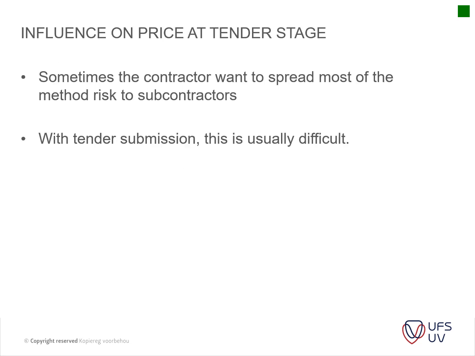The influence on price at tender stage is sometimes the contractor wants to spread most of his risk to the subcontractors through the method statement. So that's something that one can do, or think about, through a method statement. With tender submissions, it is usually difficult because your subcontractors at tender stage don't usually give the main contractor a method statement. Maybe your electrical engineer might do something like that, or your mechanical engineer might assist with that, but there's usually not enough time to actually do that.